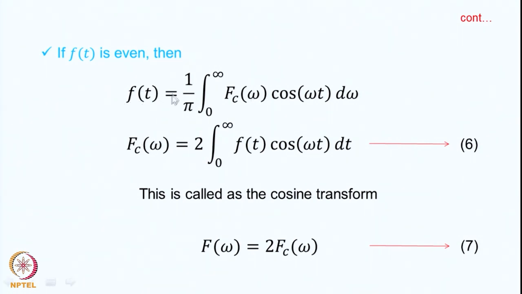f of t will now become equal to 1 by pi, integral from 0 to infinity, Fc of omega cosine omega t d omega, where Fc of omega is defined here as 2 times the integral from 0 to infinity of f of t cosine omega t dt. Now, this function Fc of omega is called the cosine transform. It will be easy to prove that F of omega as a whole is equal to 2 times Fc of omega. You simply have to rewrite your basic definition in this, and then it is easy to show that F of omega is equal to 2 times Fc of omega.